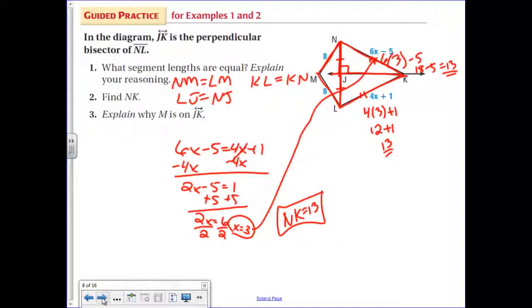How did we do? Did you plug it back in? X is equal to 3. If I plug that 3 in, we get 13 for both sides. They match up. They're equal. And again, you can kind of think of this: if you take it and fold it in half on itself, your like parts are going to match up and they're going to be equal to each other.